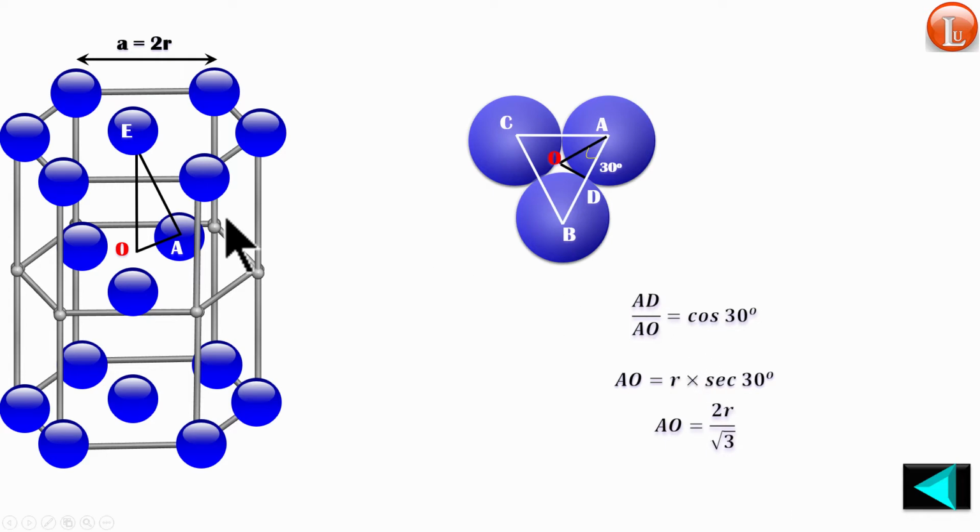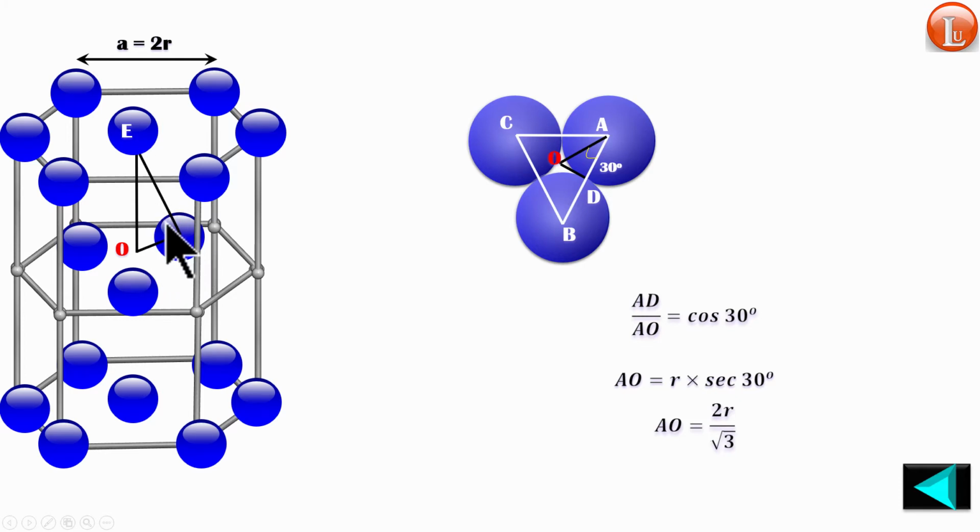Now AE is 2R because remember this is in contact with these three. This has been placed on top of these three. So these two are in contact. So EA or AE is going to be 2R. I want to calculate EO, which is C by 2. I already know what is AO. So I need the height. I got the hypotenuse, I got the base.